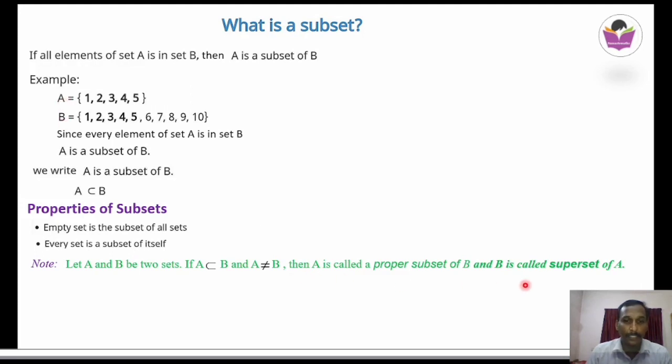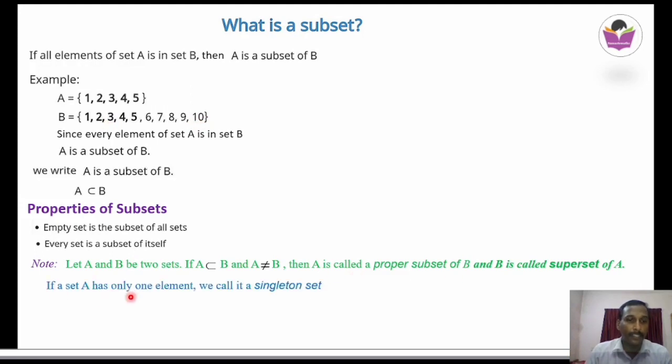Now there are different names for A and B. That is what is mentioned here. A is called a proper subset, and B is called a superset of A. A is called a proper subset of B, and B is called the superset of A, because all the elements of A are there in B, and B is having some more elements also. Because of that, A is not equal to B. So A is a subset of B, and A and B are not equal sets. Then A is called the proper subset of B, and B is called the superset, because superset means there are some additional elements compared with A. That's why B is called the superset of A. So this is what this statement says.